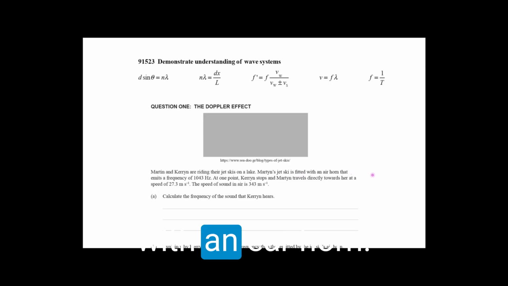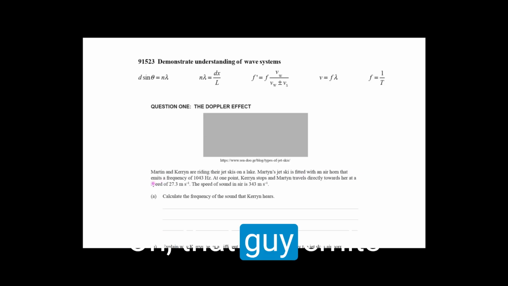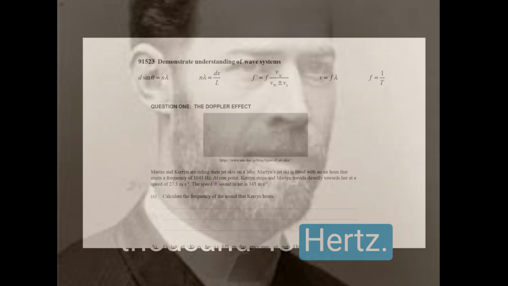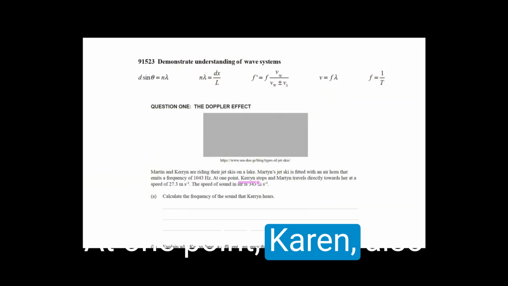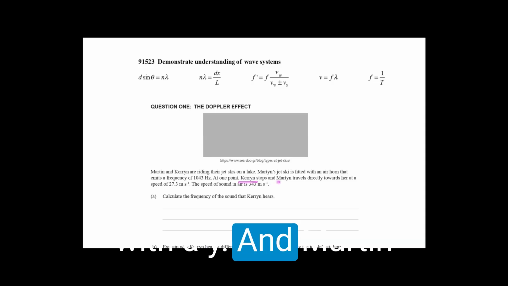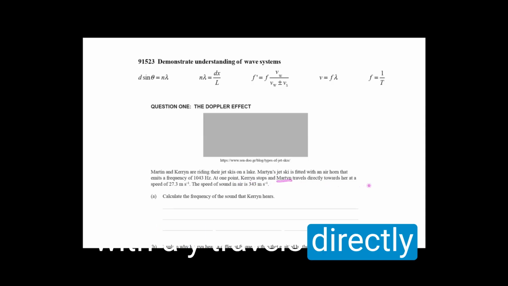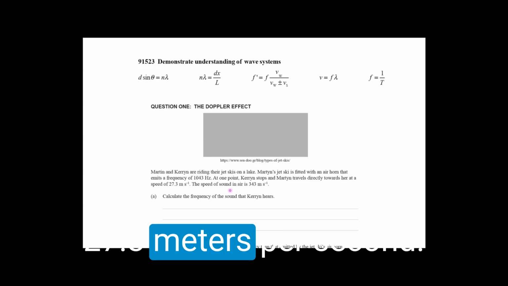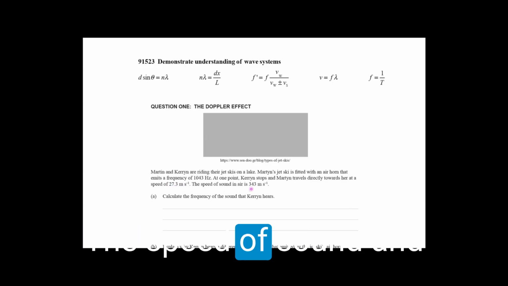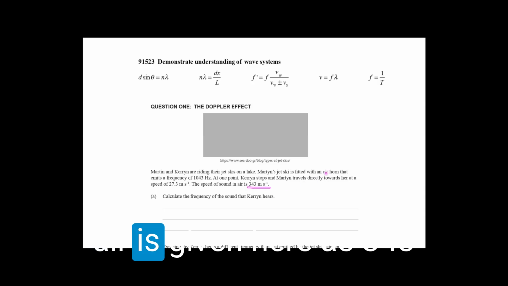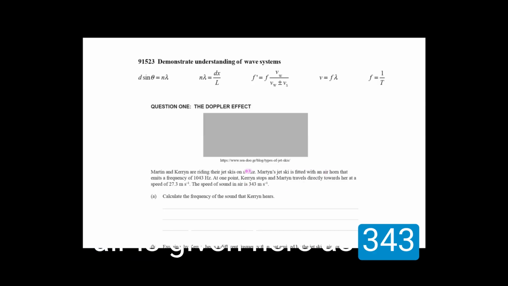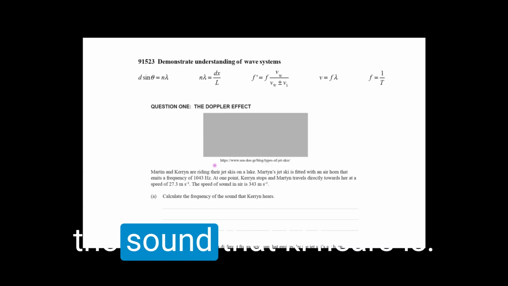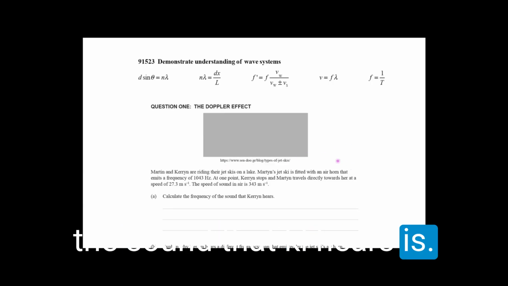Jet ski is fitted with an air horn. Oh, that guy. Emits a frequency of 1043 hertz. At one point, Kieran, also with a Y, and Martin with a Y, travels directly towards her at a speed of 27.3 meters per second. The speed of sound in air is given here as 343 meters per second. Calculate the frequency of the sound that Kieran hears.